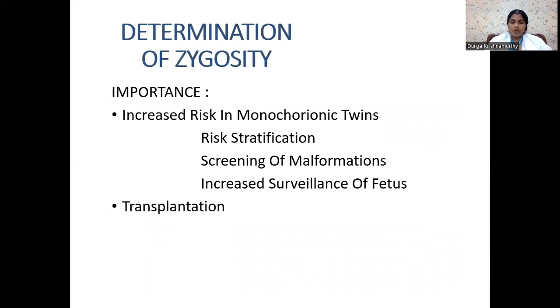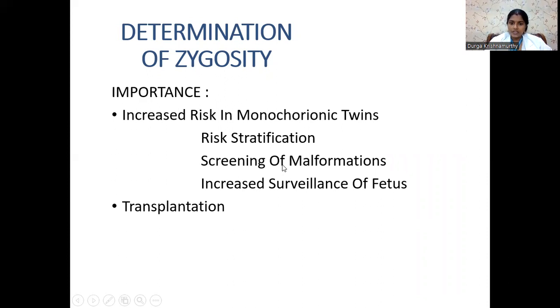Now, determination of zygosity. Why must we know the zygosity of the twins? What is the importance behind that? Why must we know whether it is dichorionic or monochorionic, diamniotic or monoamniotic? What is the reason behind that? The importance is there is increased risk in monochorionic twins. The risk stratification has to be done.